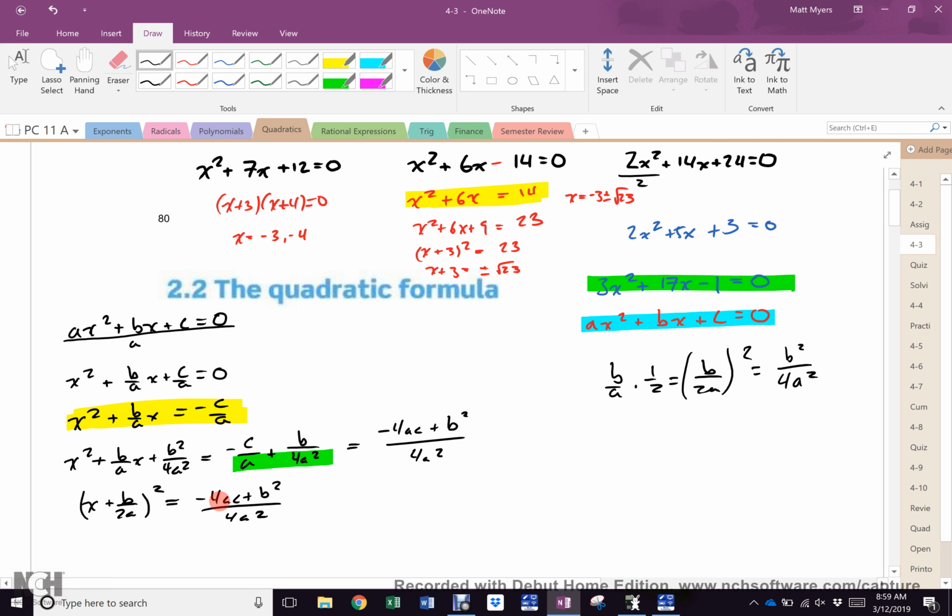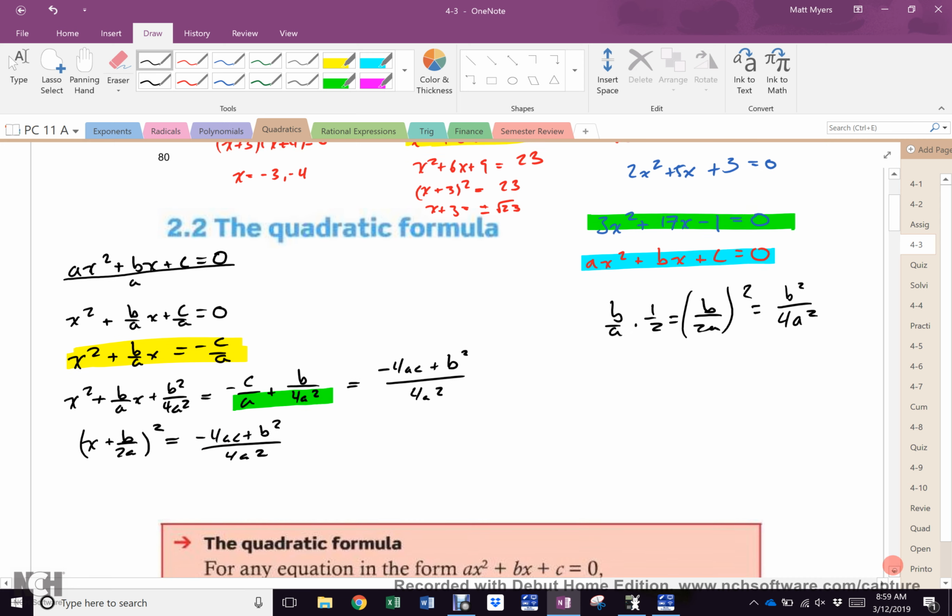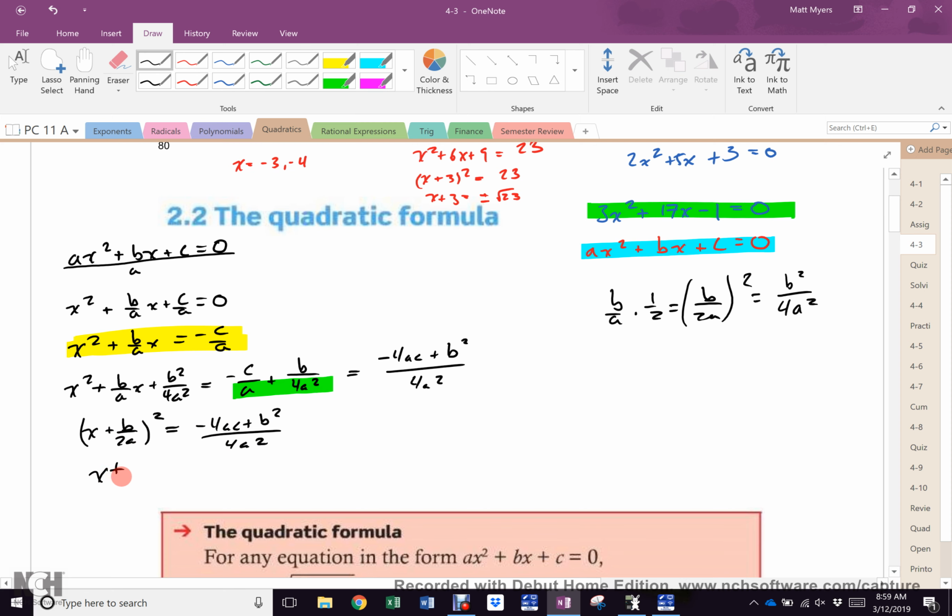Now what would we do? Square root both sides. Plus or minus the root of negative 4AC plus B squared over 4A squared. Then what? What moves? When we complete the square, what would we move here? This, right?